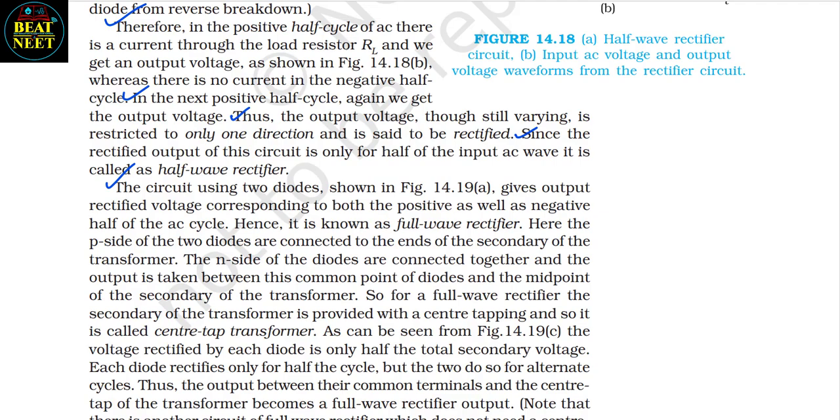The circuit using two diodes shown in figure 14.19a gives output rectified voltage corresponding to both the positive as well as negative half of the AC cycle. Hence it is known as a full wave rectifier. Here the P side of the two diodes are connected to the ends of the secondary of the transformer.